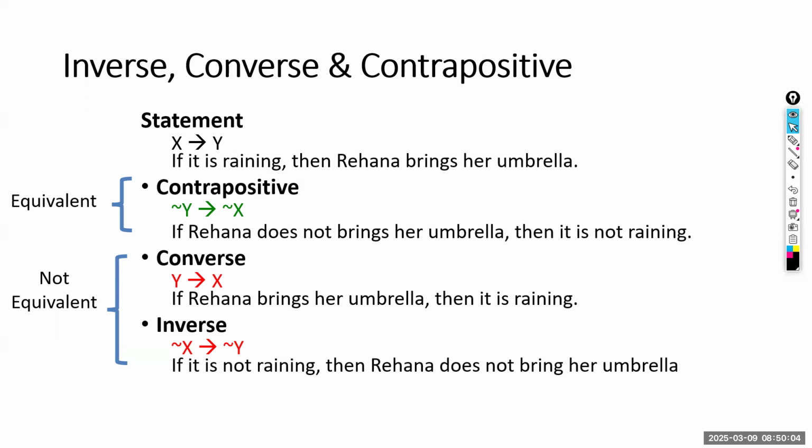So let's take an example. If it is divisible by 10, it is divisible by 5. Right? If it is divisible by 10, it is divisible by 5. So this statement says, if it is not divisible by 5, it is not divisible by 10.